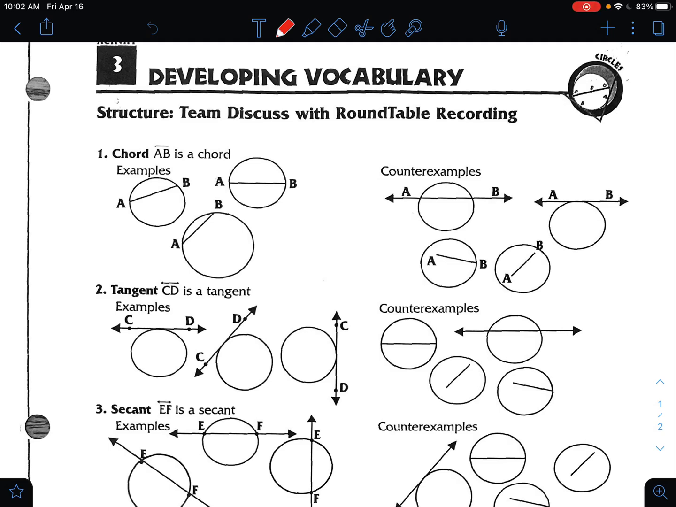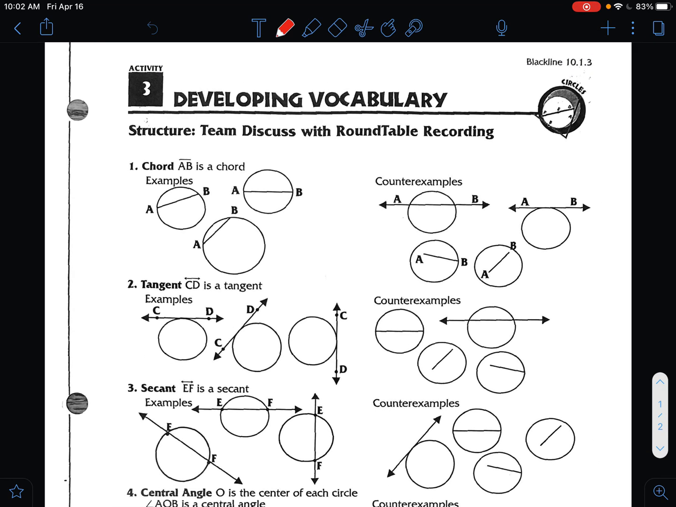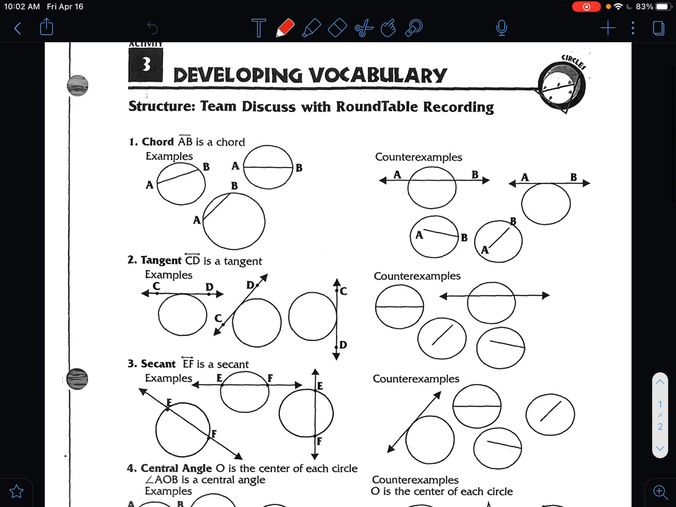All right, I want to have a real short video here where I have you start to develop vocabulary regarding circles. Circles is our next unit. I will have this item on Schoology, or you can just pause the video and have a piece of notebook paper where you are going to write a few notes down.